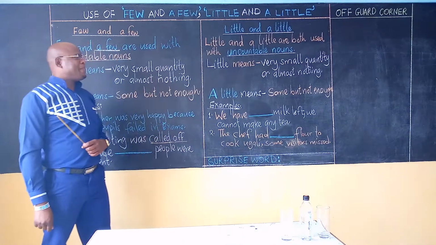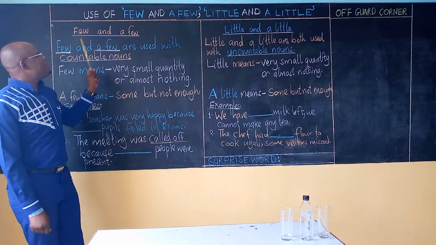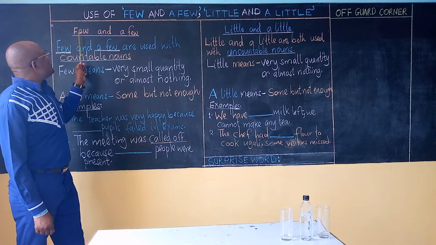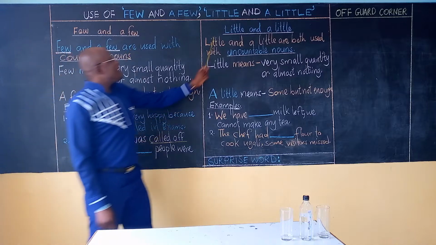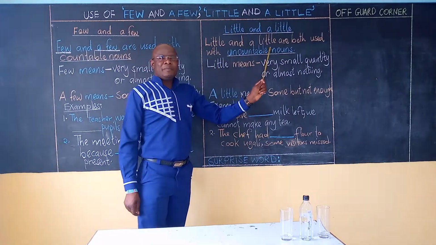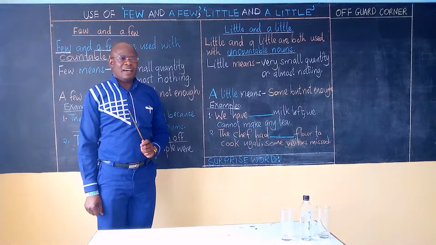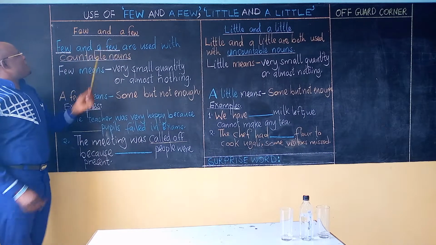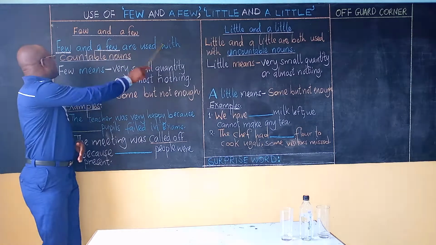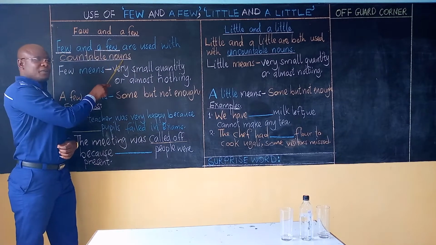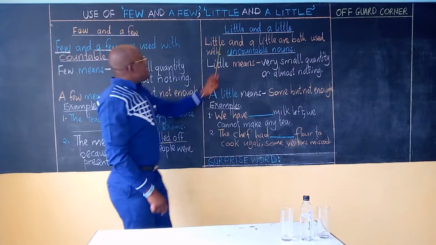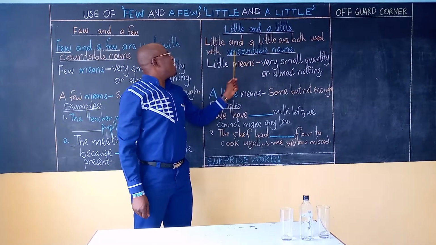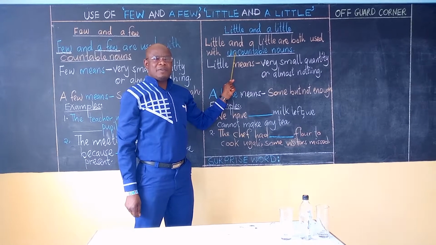To start with, I have grouped the two pairs in this manner: few and a few, little and a little. The main reason why I've done that is because the first pair, few and a few, are used with countable nouns, whereas the second pair, little and a little, are used with uncountable nouns.